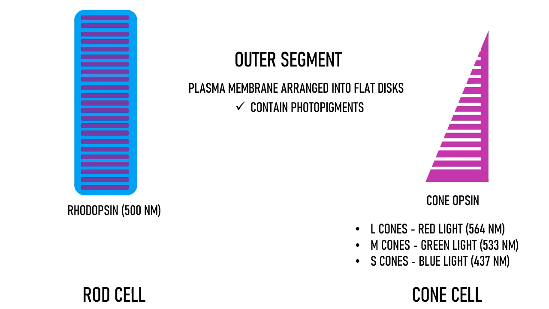L cones absorb light maximally in the red part of the visual spectrum. M cones absorb light in the green part and S cones absorb light in the blue part of the spectrum. The wavelength at which light is absorbed by each type of cone is mentioned next to it.